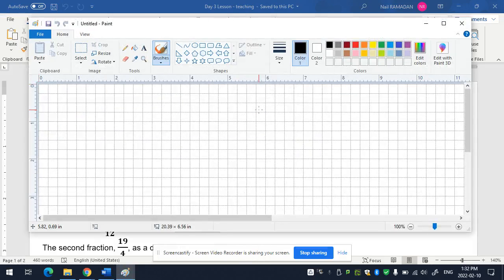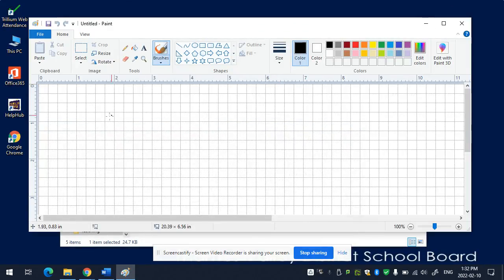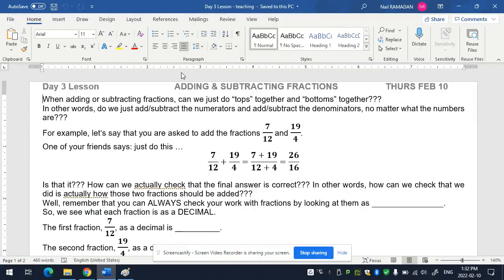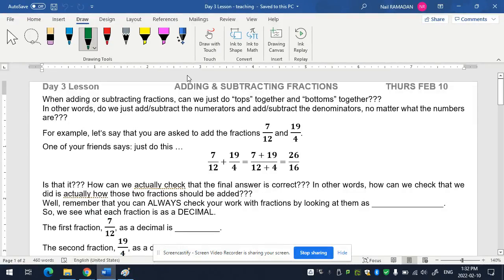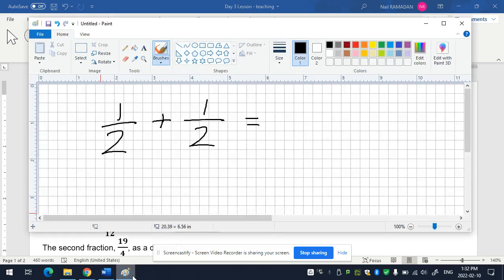Let's say someone says, I want you to add 1/2 plus 1/2. And let's say that person says, oh, just add the tops together and the bottoms together. Okay, let's go with this and see where it leads us. If we add the tops together, what's 1 plus 1? 2. So that person is claiming 1 plus 1 is 2, and 2 plus 2 is 4.